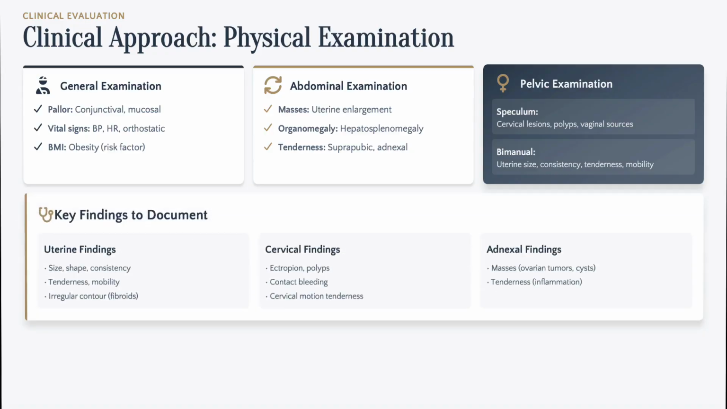The key findings that you need to document are, for the uterus: size, shape, consistency, tenderness, mobility, irregularity. In the cervix findings, you need to write if there is any ectropion, polyps, contact bleeding, and cervical motion tenderness. And for adnexal findings, you need to write if there is any mass or not, and if there is any tenderness.